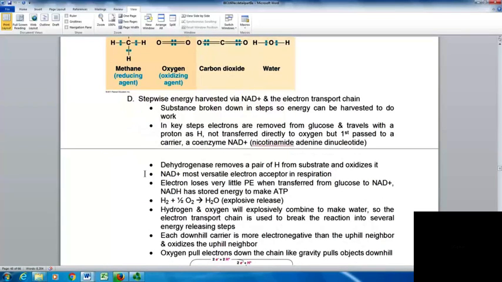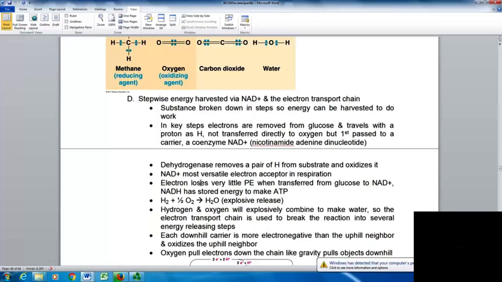Stepwise, the energy harvested via NAD+ in the electron transport chain is an important part of this. Instead of breaking things down all at once, we break it down in steps, and this allows the energy to be harvested and provided in smaller amounts to be able to do work. In key steps, electrons are removed from the glucose, and they travel with a proton as hydrogen. But they're not transferred directly to oxygen. Instead, they pass through a carrier known as NAD+, nicotinamide adenine dinucleotide.